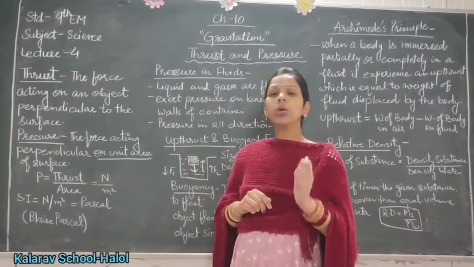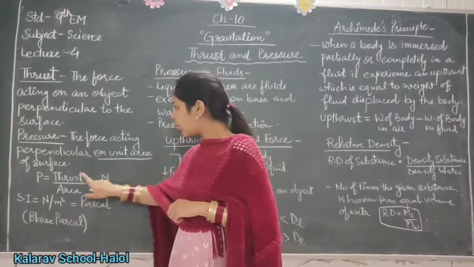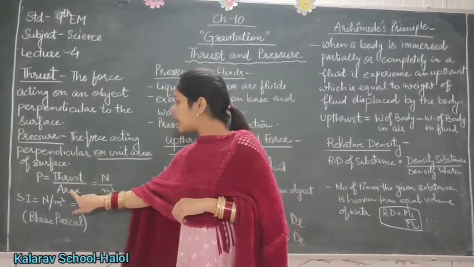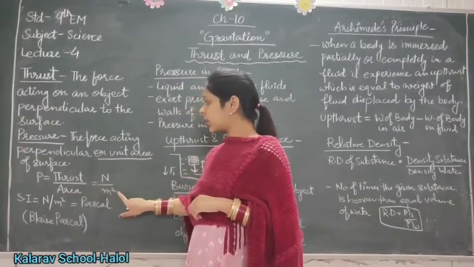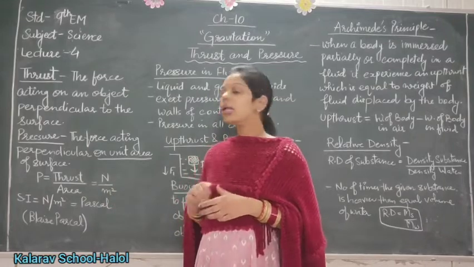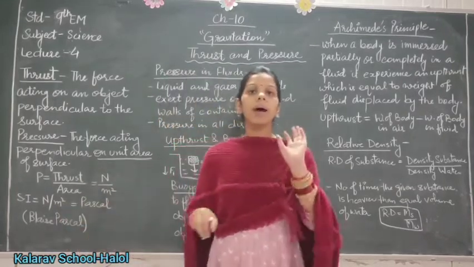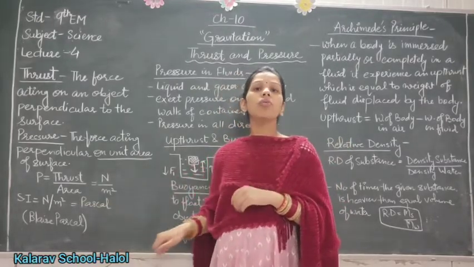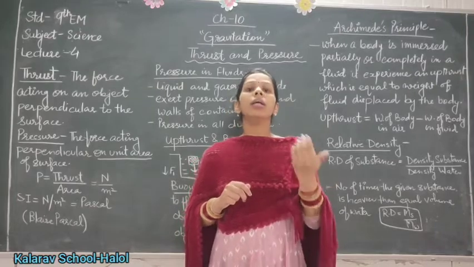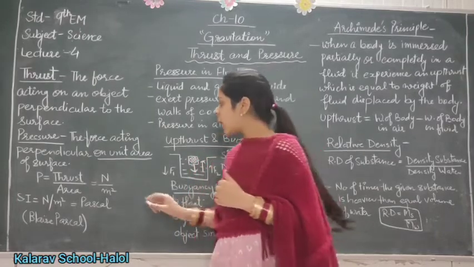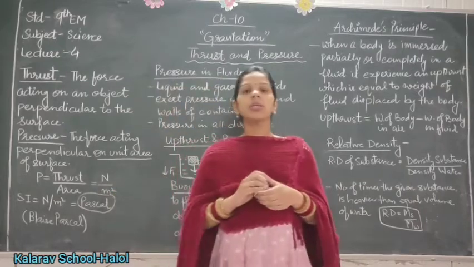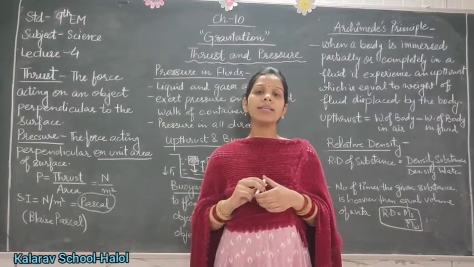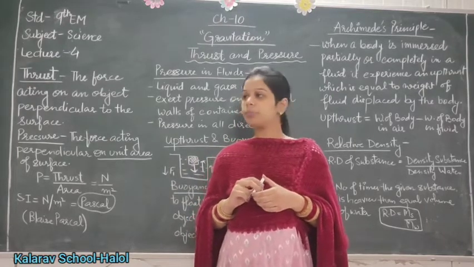So now the unit for pressure is, thrust is a force, so its unit is Newton. And the unit of area is meter square. So the SI unit is Newton per meter square. But this SI unit is named after Blaise Pascal. So we denote the SI unit of pressure as Pascal. So here pressure equals thrust upon area, and pressure has the SI unit Pascal.